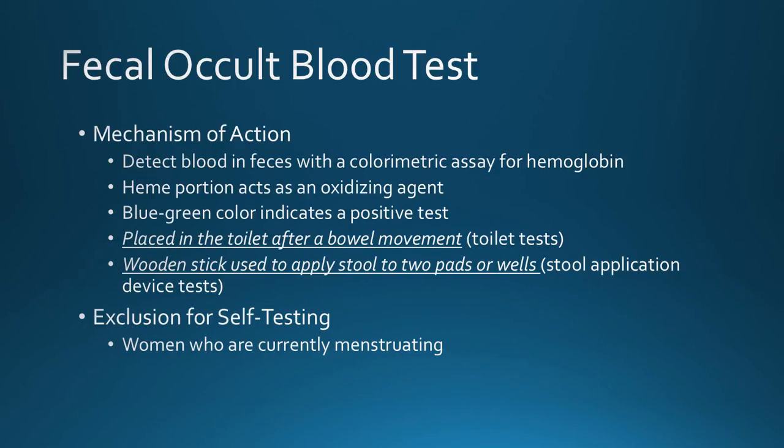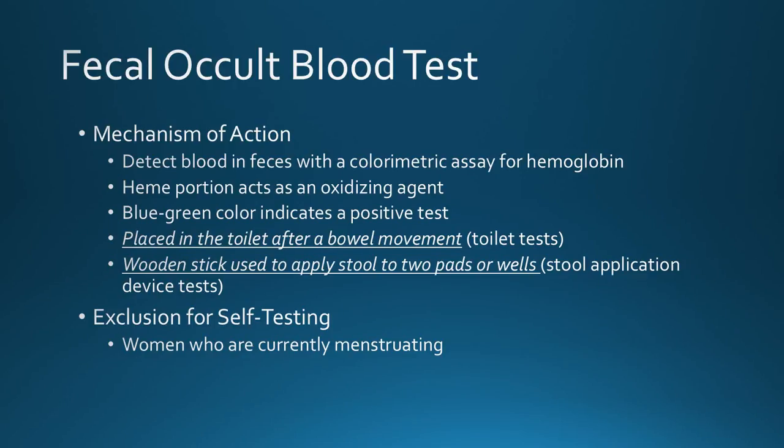Mechanism of action for these tests is that they detect blood in the feces by having an enzymatic reaction with the hemoglobin of the blood. For our easy detect test, again the one that goes into the toilet, a blue-green color indicates a positive test, and that's specifically within a cross that you'll find on the test strip. An important point for patients, if you were to ever recommend these, is that they're placed in the toilet after a bowel movement. And if you do recommend one of the application tools, you use a wooden stick to apply to 2 pads or wells.